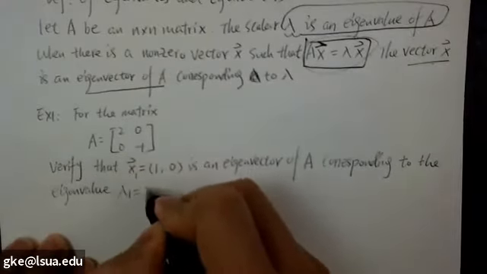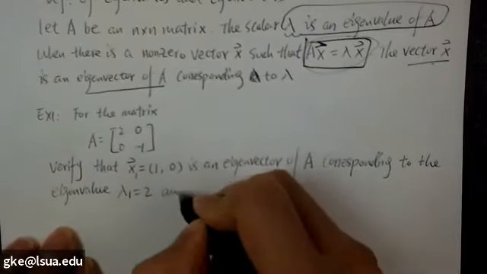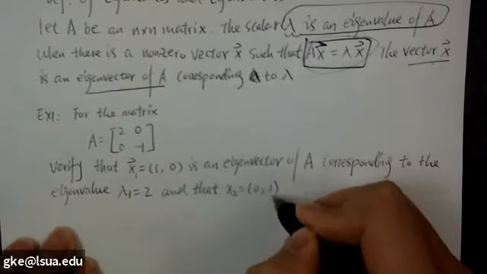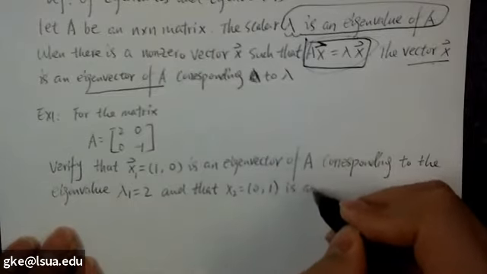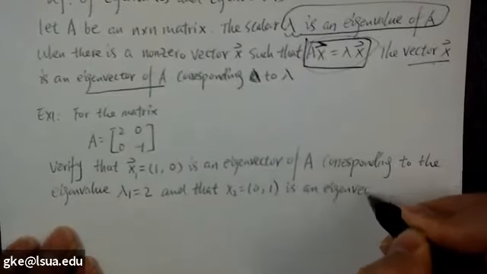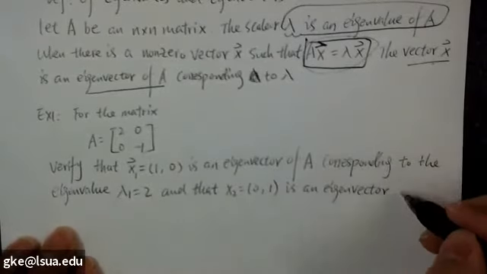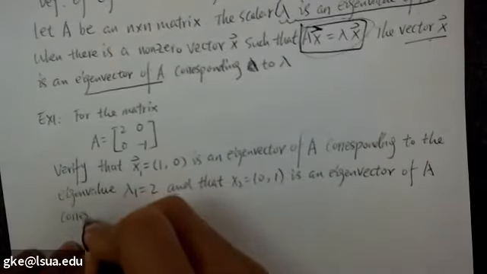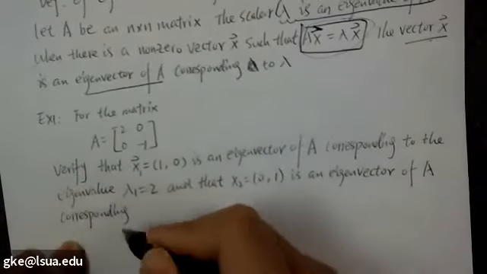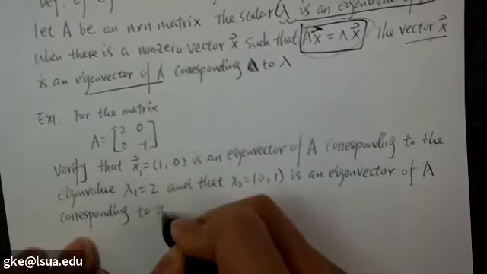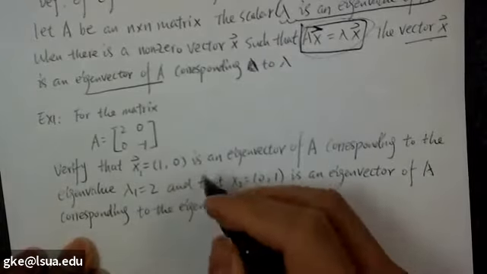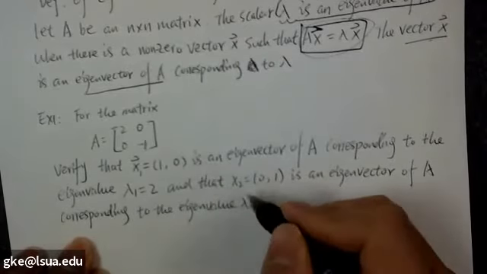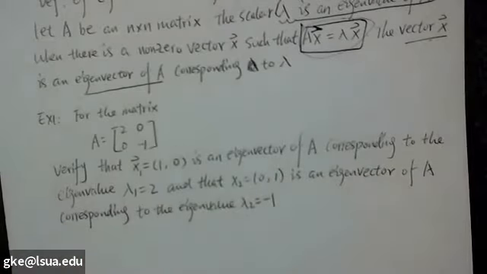And verify that x2 = (0, 1) is an eigenvector of A corresponding to the eigenvalue lambda 2 equals negative 1.